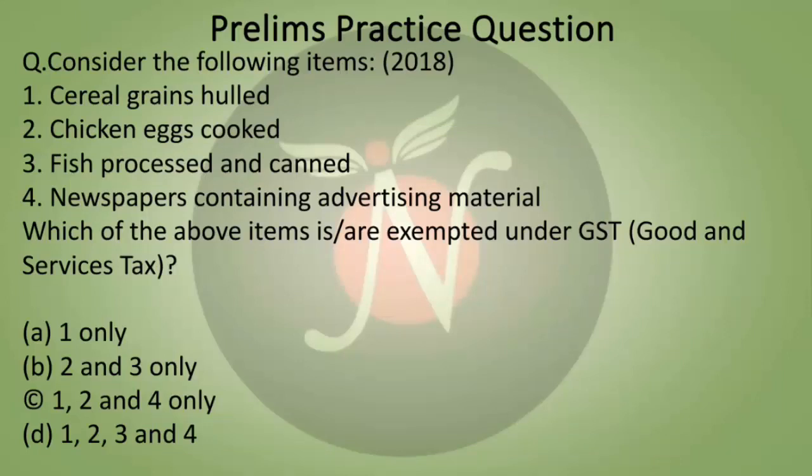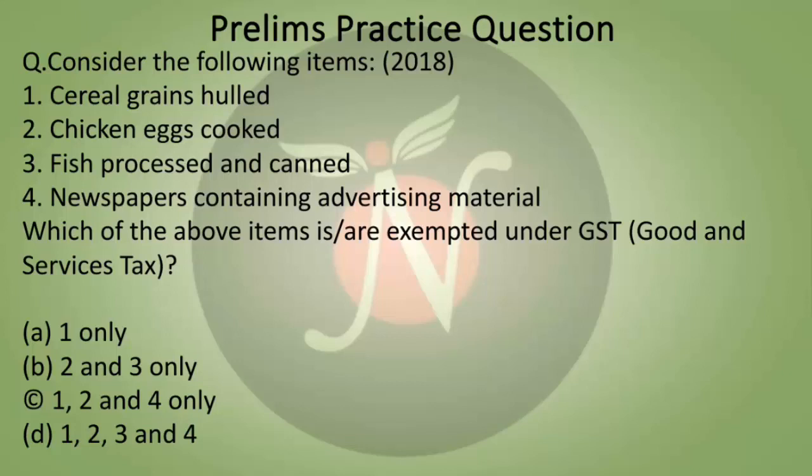Now we will come to our today's prelims practice question. Consider the following items: cereal grain hulled, chicken eggs cooked, fish processed and canned, newspapers containing advertisement materials. Which of the above items are exempted under the GST? Pause the video, try to answer.